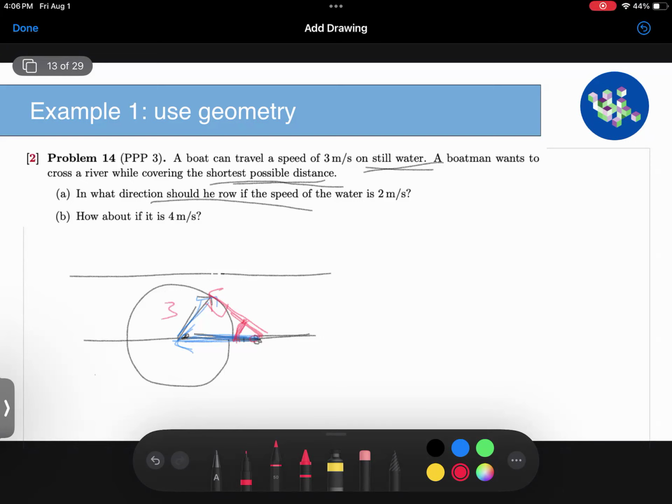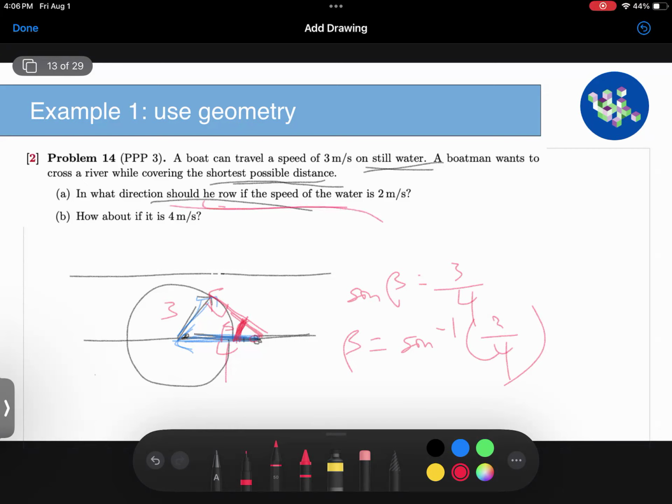So this is 3, this is 4, then this angle over here, right, that angle over here, let's call this beta, right? Sine beta is equal to 3 over 4, right? So beta is equal to sine inverse of 3 over 4, but remember, that's not the direction we're rowing.